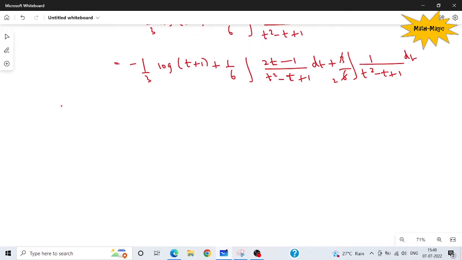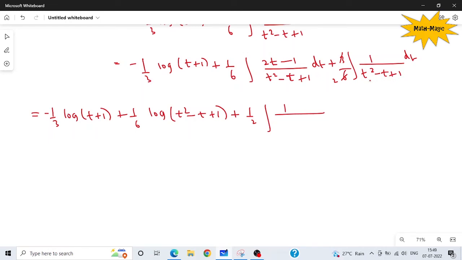So what we get is, let's start from here, we get minus 1 by 3 log of t plus 1 plus 1 by 6, it's the log of the denominator because its derivative is there in the numerator, t square minus t plus 1, okay, then plus 1 by 2 integration of 1 upon t square minus t plus 1, so let's make it a perfect square, so t square minus t, then half of the coefficient of t, the whole square, that's nothing but 1 by 4, so we add plus 1 by 4, then we have to do minus 1 by 4, then plus 1 which was already there, dt.